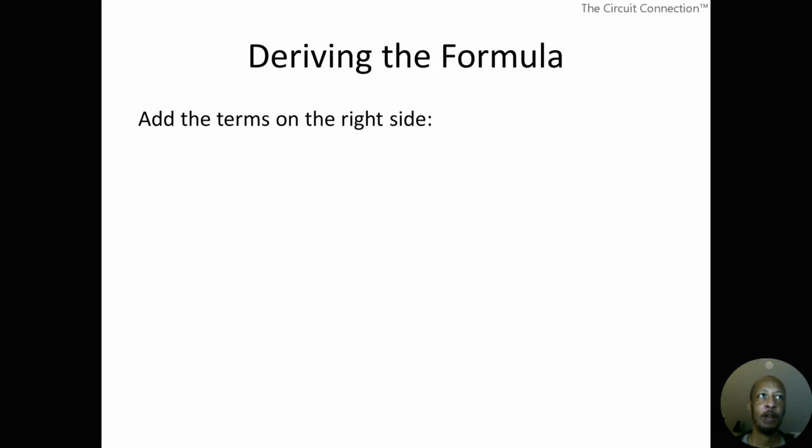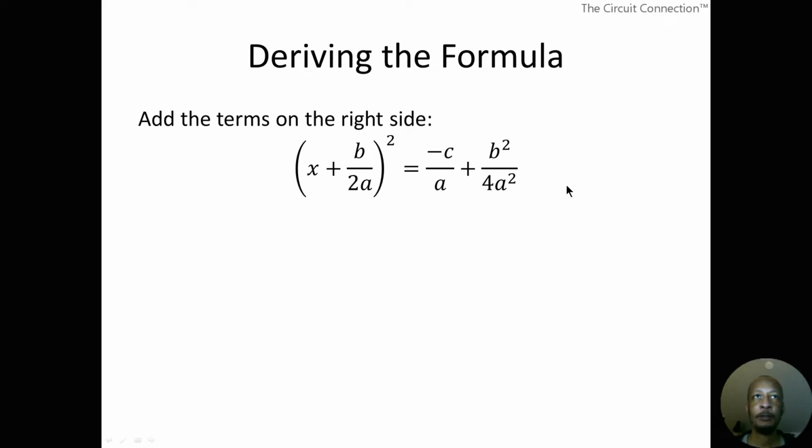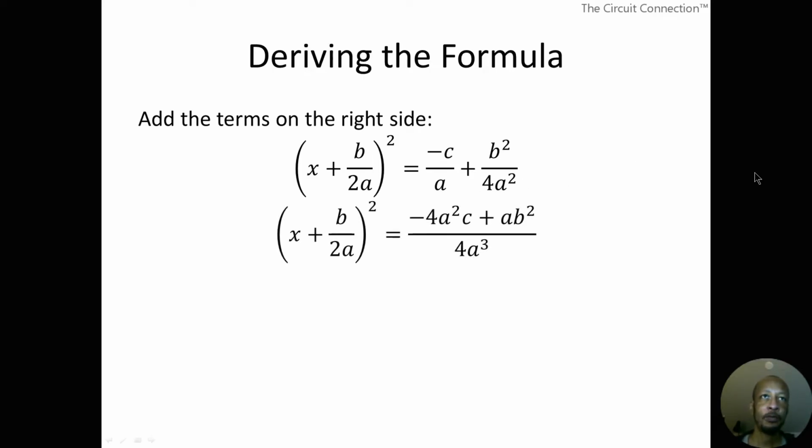Now on the right side, we're going to add the terms on the right side. And in order to do that, you have to have, of course, a common denominator. You have to have the same denominator in order to add these two fractions. So what I did here was I just simply said, okay, 4 times a squared times a, that's going to give me 4a cubed. This 4a squared is being multiplied over here on the left. This a is being multiplied by the b squared, and that's what you have here.